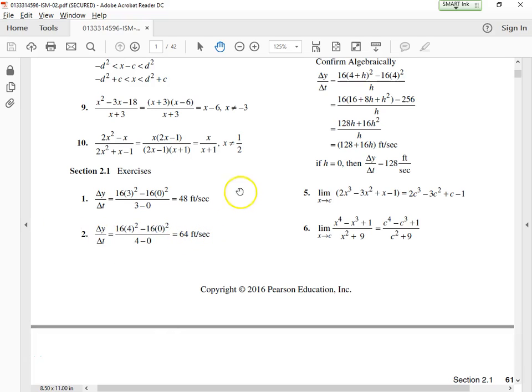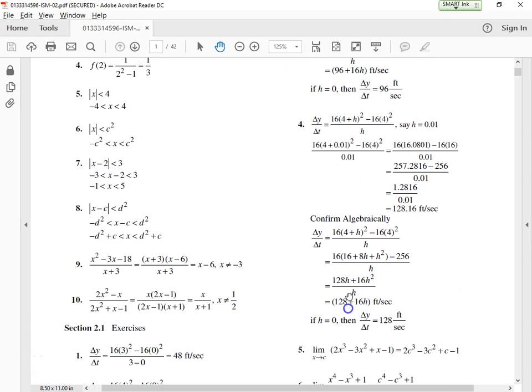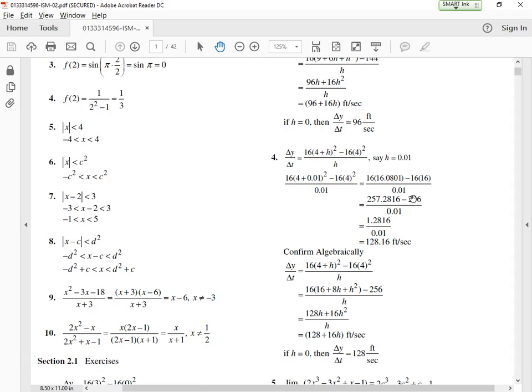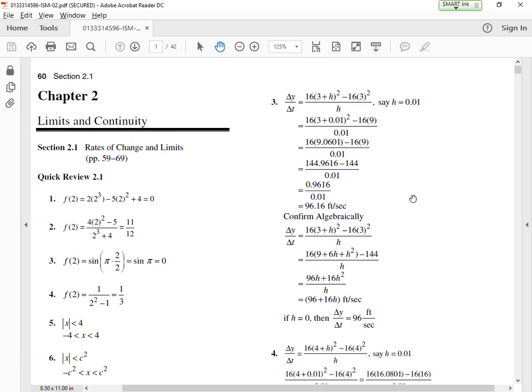Number 2, 64 feet per second. Number 1 was 48 feet per second. Number 4, he was a little more fun. He might have used a derivative, I suppose. 128.16 feet per second. 128.16. Huh? Wait, do you guys not check the odds on that? Number 3 was 96. Silly goofs.